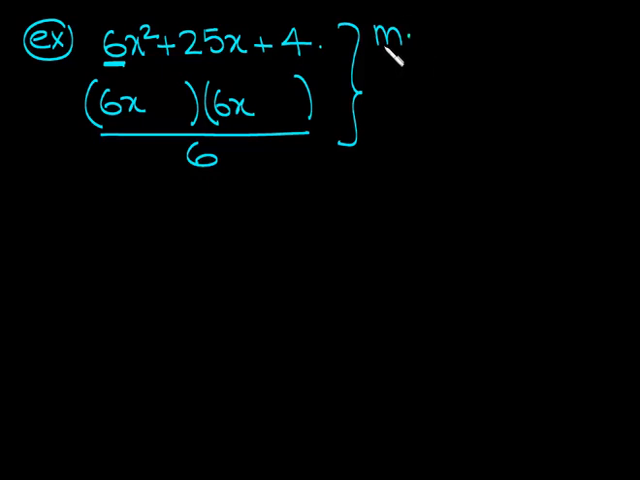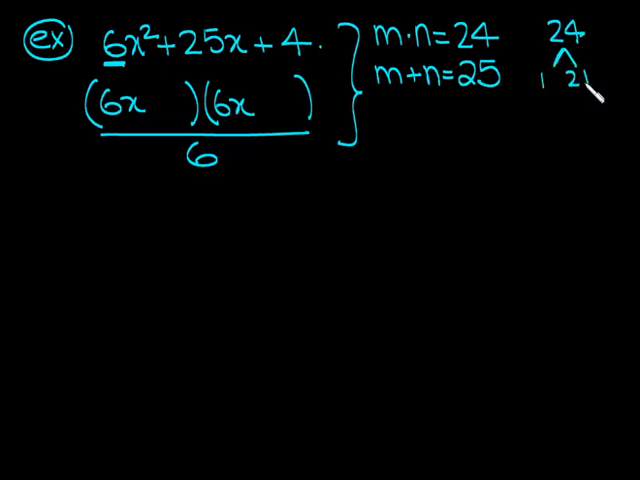calculation to find m and n. I want m times n to be 6 times 4, which is 24, and m plus n is going to be 25. So I want two numbers: when I multiply, I get 24, and when I add, I get 25. You can do that number tree and figure them out. You can take 24 and go 1 and 24, 2 and 12, 3 and 8, 4 and 6. The next is 5, which doesn't go, so you get 6 and 4, so you stop.